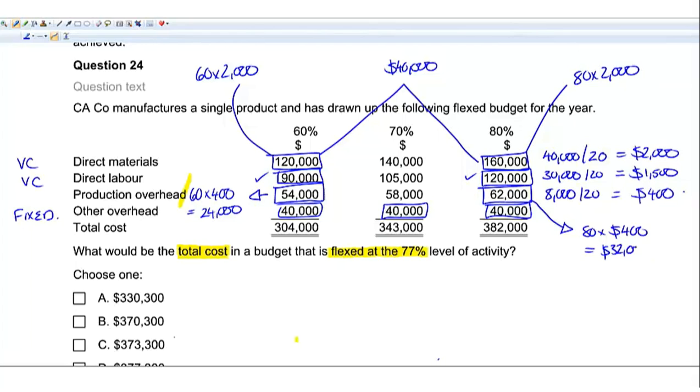equal to $32,000. We can therefore see that the production overhead is a semi-variable cost. Yep, so there is a fixed proportion included in there. Included in the production overhead is a fixed element equal to 30,000. Yep, so the 30 plus the 24 would give us the 54,000. And again, a fixed element over here of 30,000, because the 30 plus the 32 would give us 62,000.